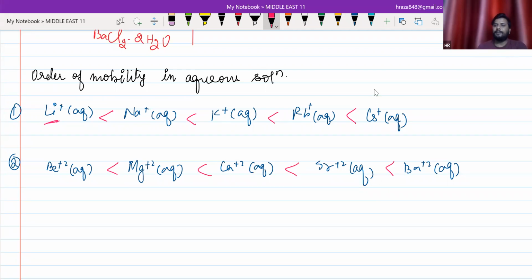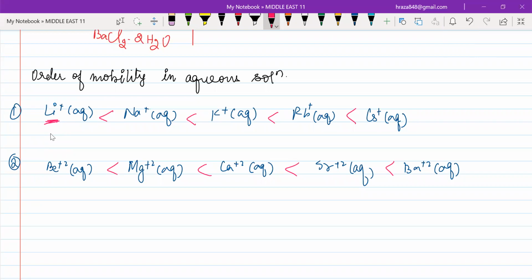You can see cesium has very little hydration enthalpy. That means cesium is interacting with very little water. The bond between cesium and water is very weak, and the bond between Li plus and H2O is much stronger. It will have a lot of water molecules around it. That's why its mass increases and it will move with slower speed. Is that clear, Krishna? Yes, sir. Okay, thank you.